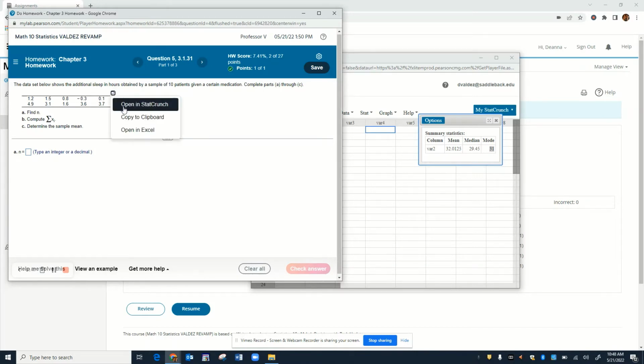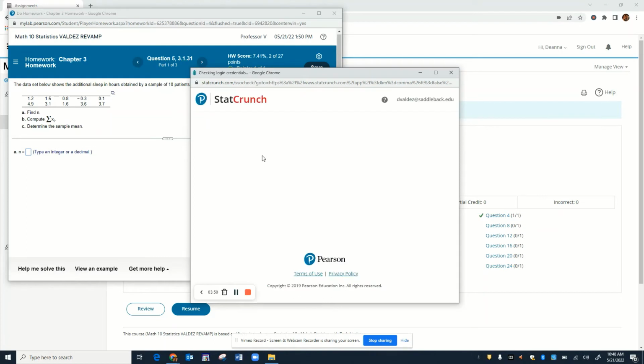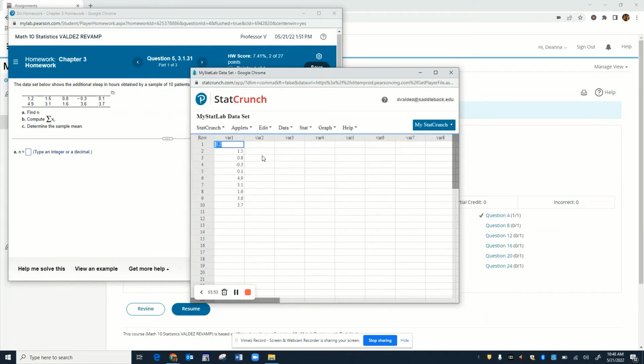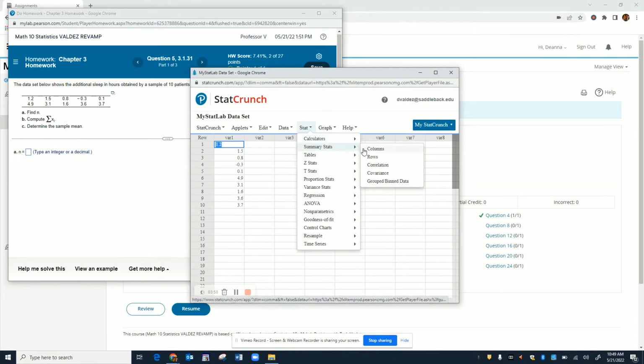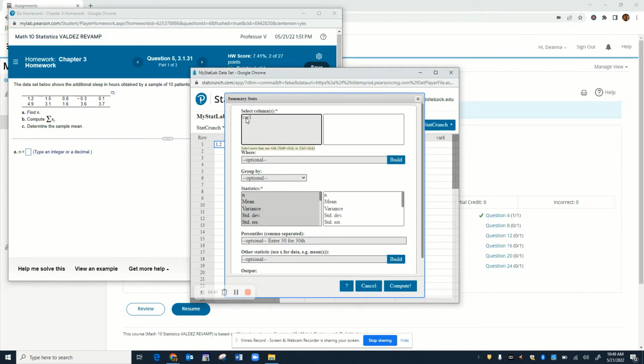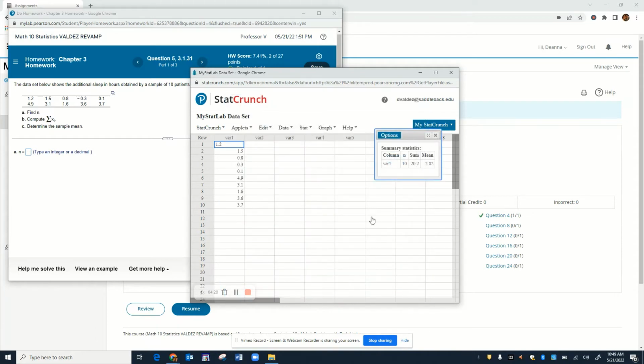So click this icon, open in StatCrunch, and it's all under variable 1 this time. So we're going to go stat, summary stats, columns. Which one? Variable 1. And I want N. I also want the sum of all of these values, which is right here. So hit Control, click it. And then the mean. I mean, I could find that myself, right? You just take the sum and divide by N, but hey, let's just let StatCrunch do all the work. So please compute these 3 for me, StatCrunch.